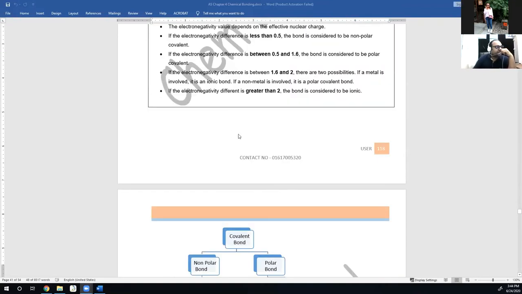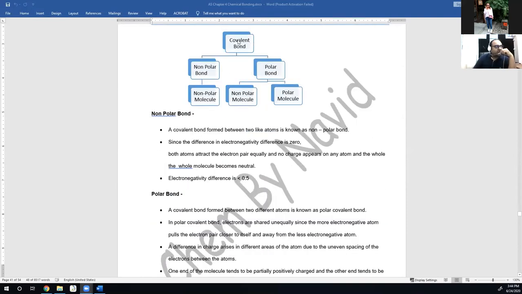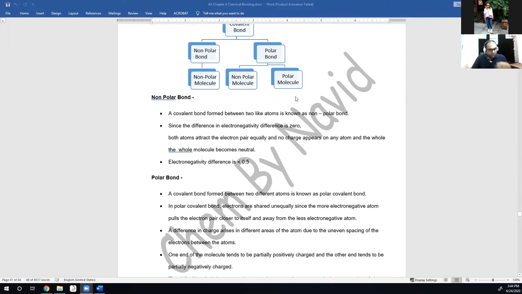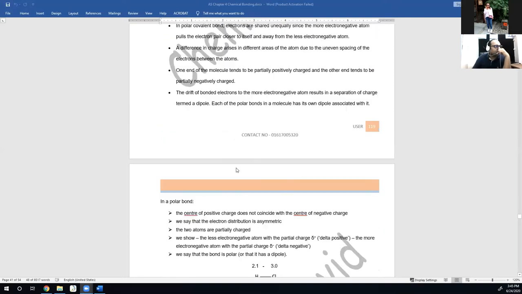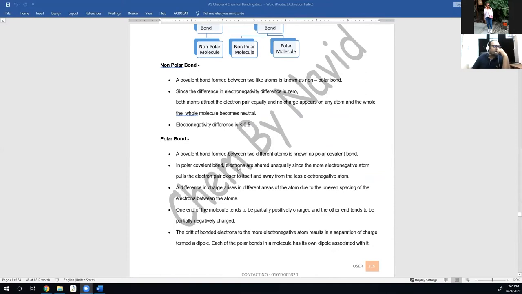So next: covalent bonds can be of two types according to electronegativity. They can form a non-polar bond or a polar bond. A non-polar bond will always give rise to a non-polar molecule. A polar bond, on the other hand, can give rise to a non-polar molecule, or it can give rise to a polar molecule. So write down this whole thing, and then I'll explain how it works. Didn't you already write this? I think we did.